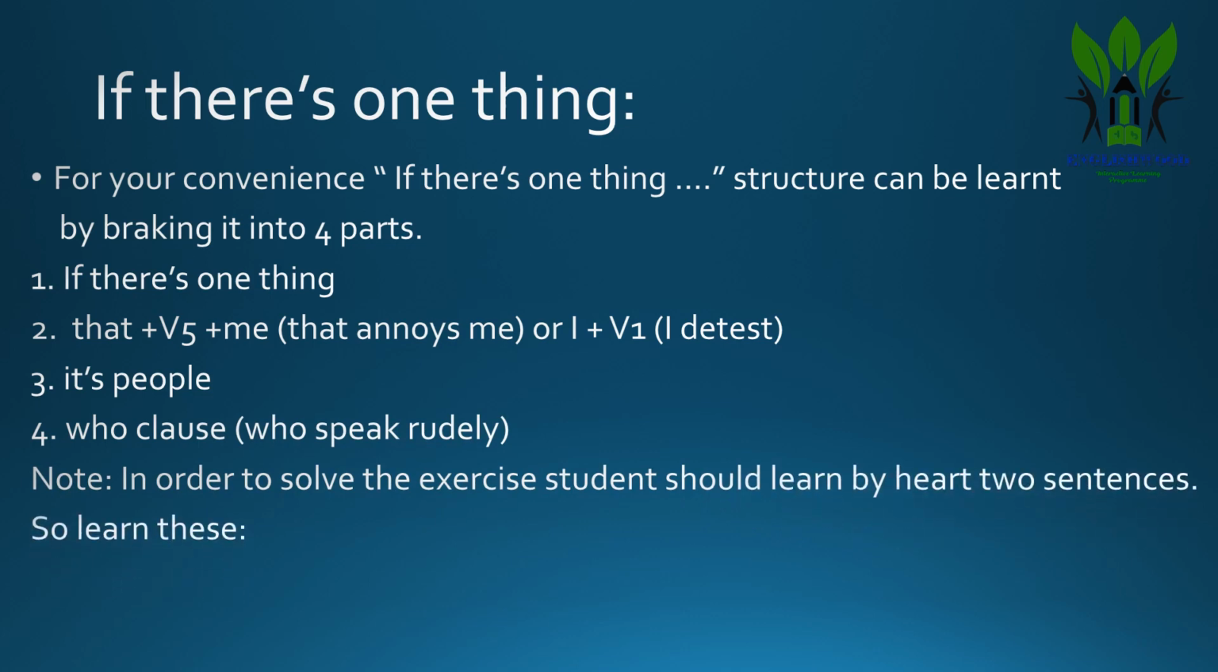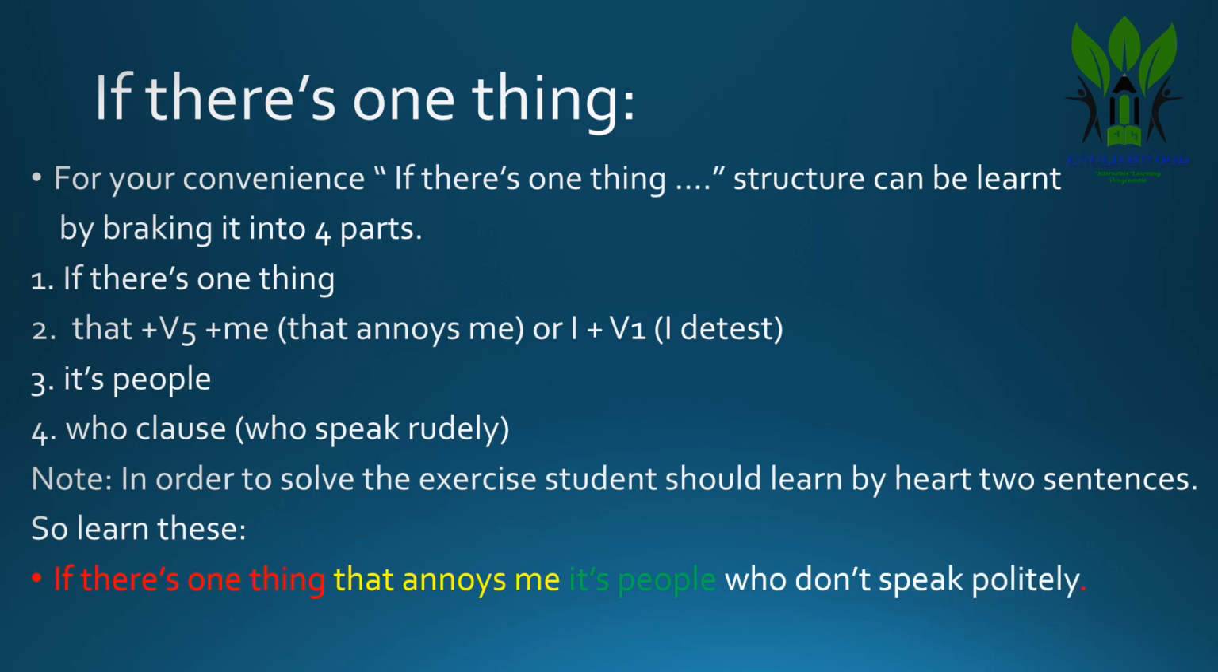So in order to solve the exercises, students should learn by heart 2 sentences. So learn these sentences by heart. Remember it. Make it your own sentence. Okay. So number 1, if there's one thing that annoys me, it's people who don't speak politely. So please learn it by heart. So drill it, right? Next is, if there's one thing I dislike, it's people who are not polite. Please remember these 2 sentences. So on the basis of these examples, you can solve other exercises.